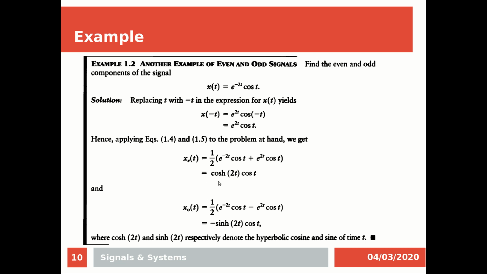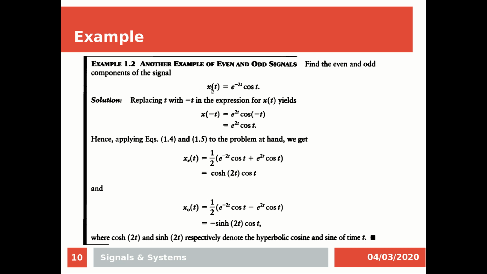Now for the odd part, you will just have a minus, the same x of t minus x of minus t over 2 from outside. So you will write it and take cosh t as a common, then you will leave e to the power t minus e to the power minus t over 2. So this is also an expression for sinh. Sinh t equals e to the power t minus e to the power minus t over 2. That's why we have a minus from outside. So this is the odd part.